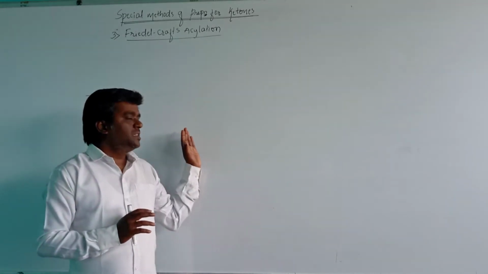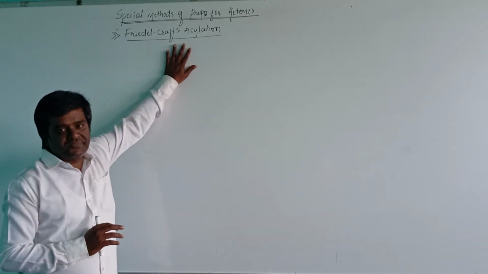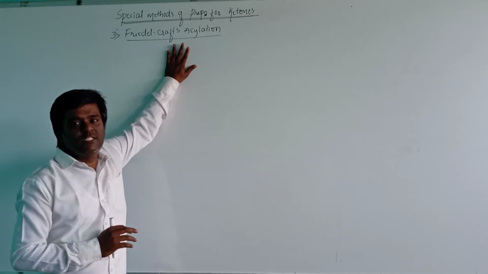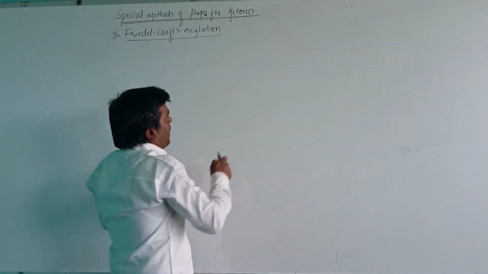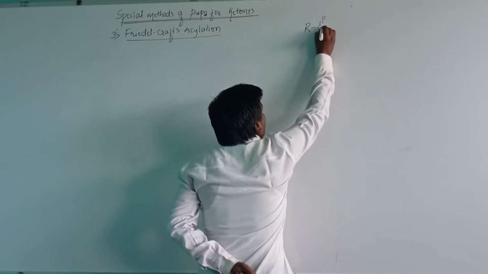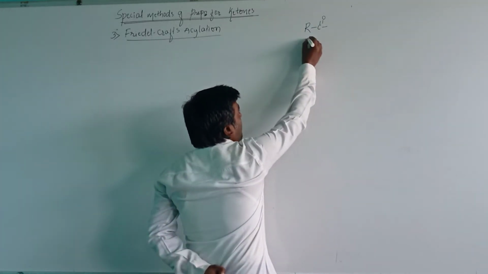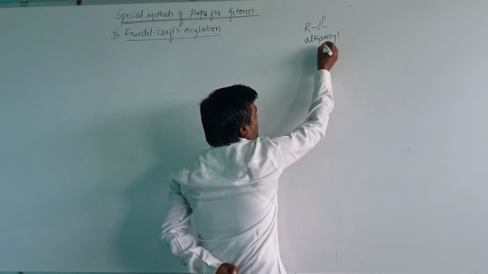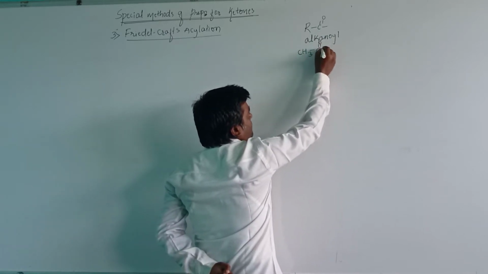In today's class, the third method is Friedel-Crafts acylation. Acylation means substitution of an acyl group. The acyl group is RC double bond O. This is an acyl group, and the IUPAC name is alkanoyl. In the place of the R group, we can substitute CH3, giving CH3 C double bond O.